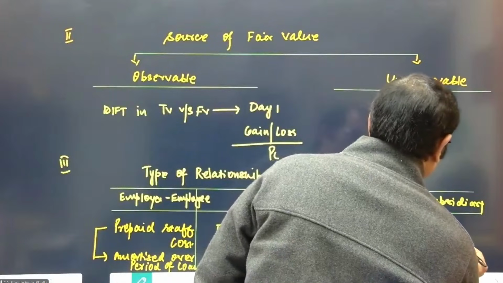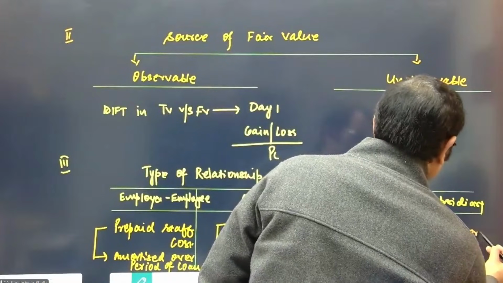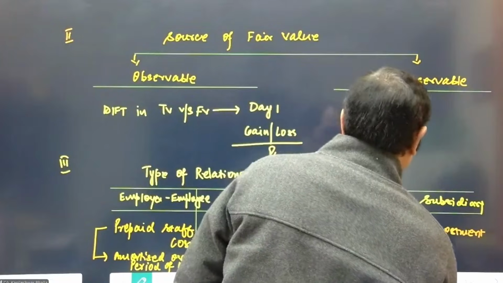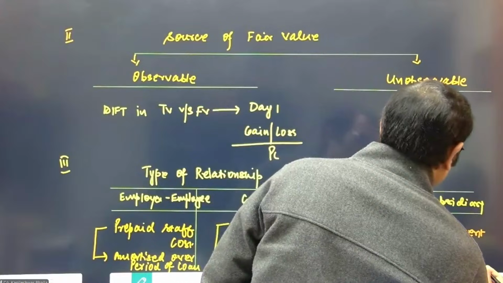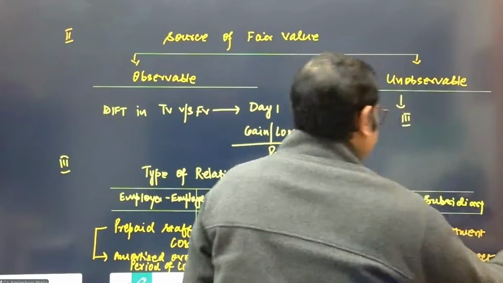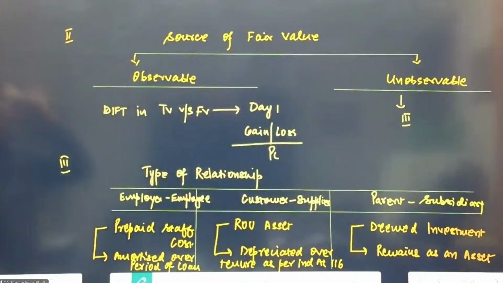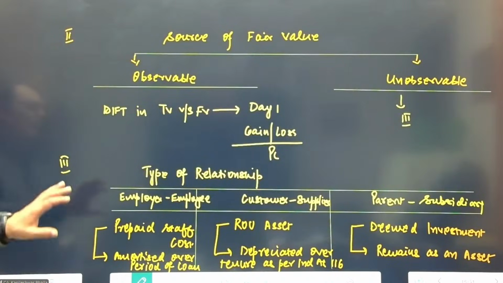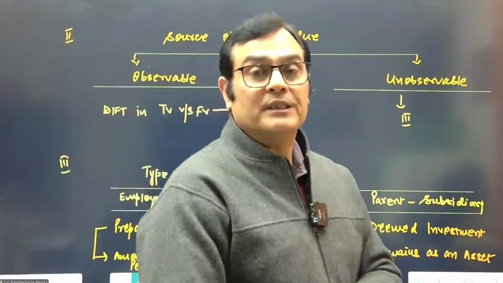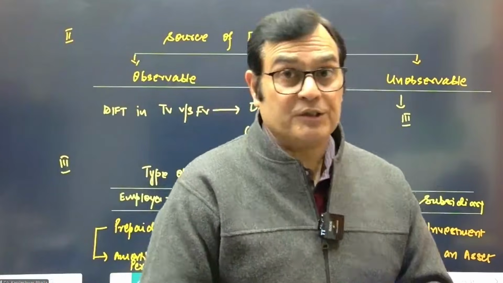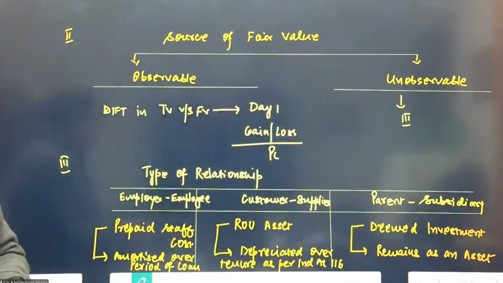Of course, this deemed investment is not amortized. It remains as an asset. It is not amortized and taken to the P&L. Right, so this is the mind map in terms of differences between a transaction value and a fair value. How do you approach them? I've taken 3 questions, one each on the employer-employee, the customer-supplier, lessor-lessee, and the parent-subsidiary relationship. Okay, now let's go to the question.